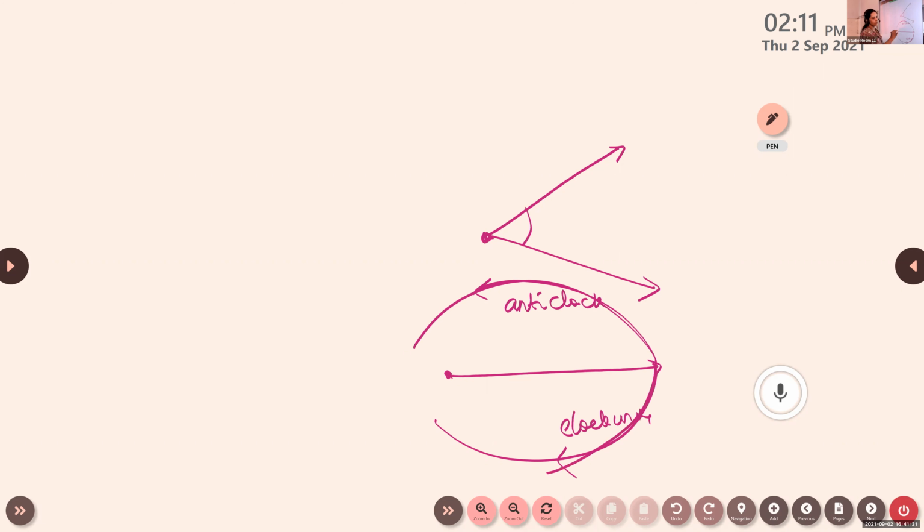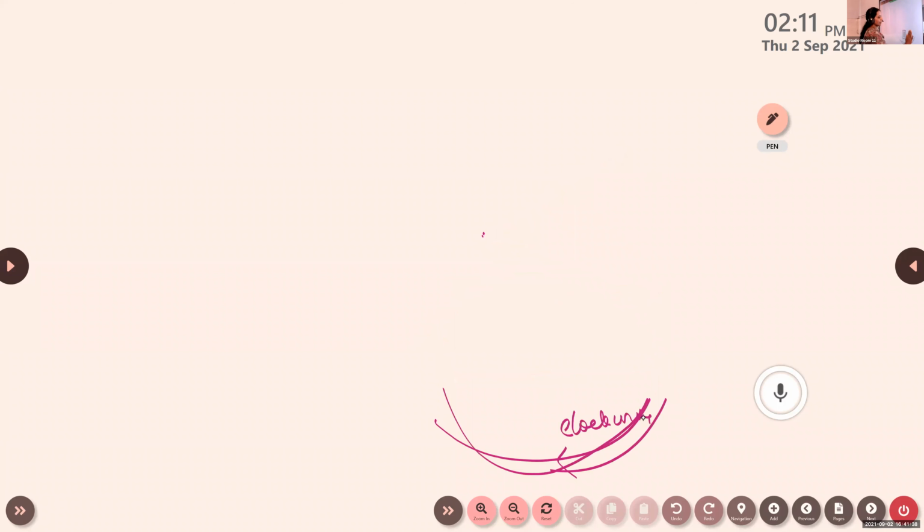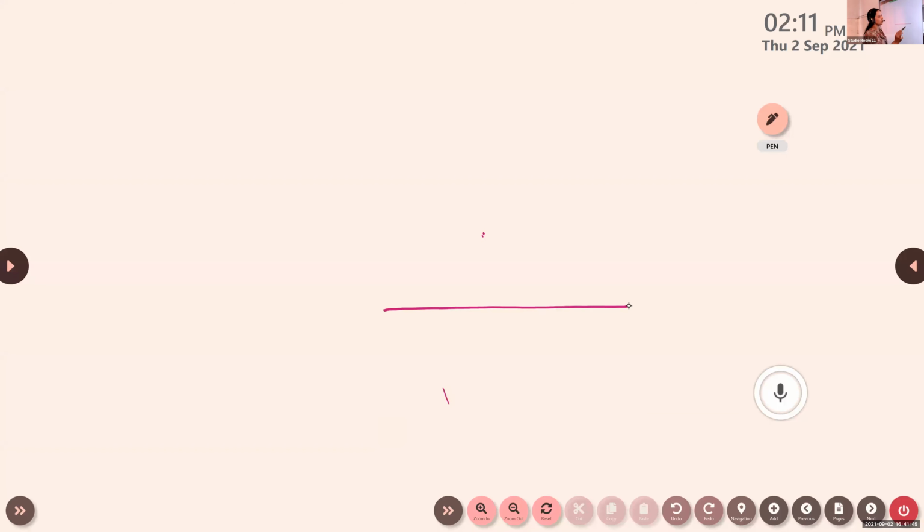And this way we call it clockwise, the way the needle of a clock moves. So what is angle? Angle is the measure of rotation of a ray about its initial point. Suppose OA is a ray and this is the initial point. This ray can move in both ways, anti-clockwise or clockwise.